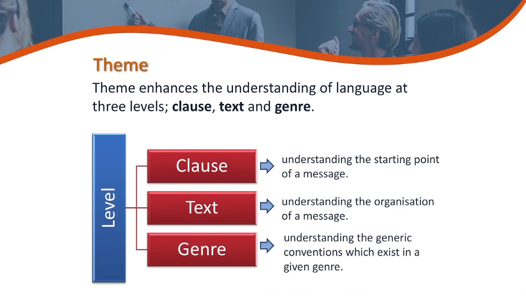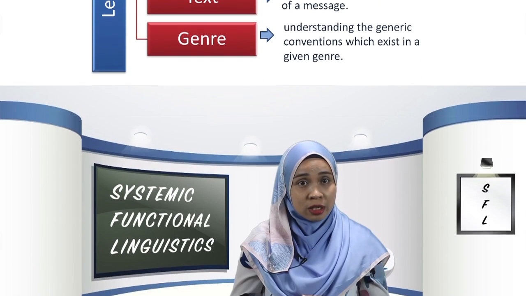Theme helps us to understand language at 3 levels: the clause, text, and genre. At the clause level, theme helps us to understand the starting point of a message. At the text level, theme helps us to understand the organization of a message. Meanwhile, at the genre level, theme helps us to understand the generic conventions of a genre.